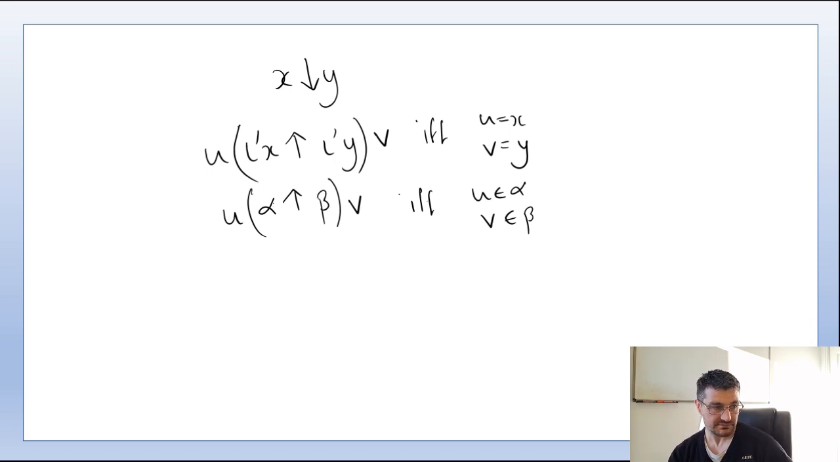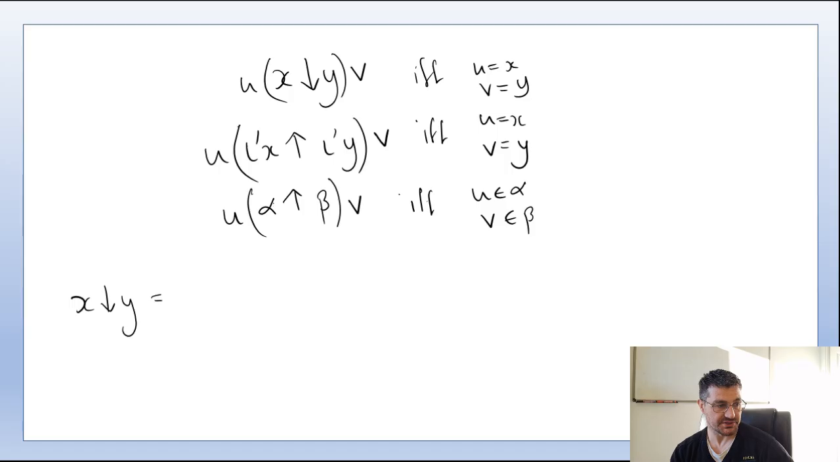So therefore, the relation X down arrow Y will hold if and only if U equals X and V is equal to Y. Okay? Another important point, if X down arrow Y is equal to Z down arrow W, then this implies that X will be equal to Z. In fact, this is equivalent to X is equal to Z and Y is equal to W.